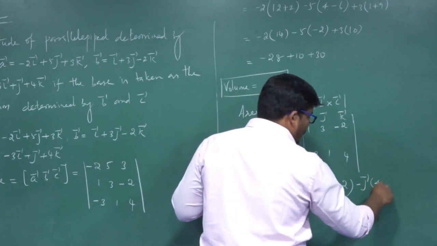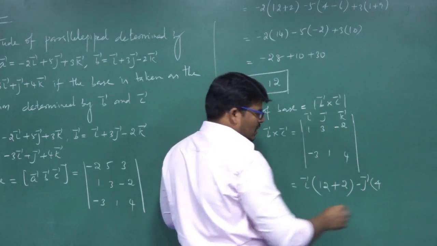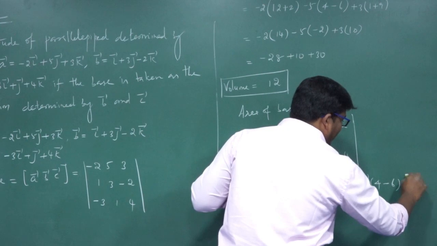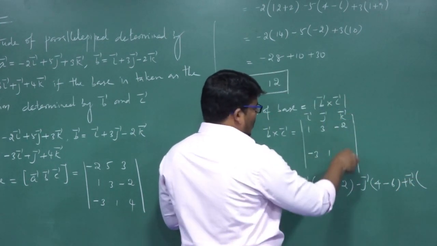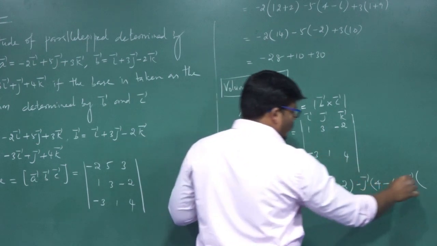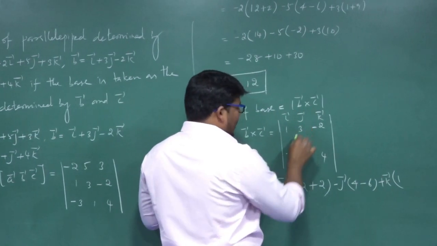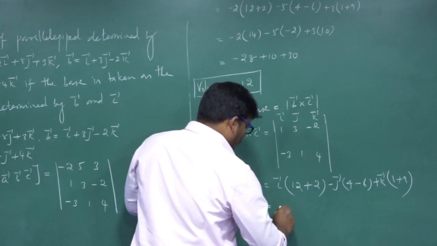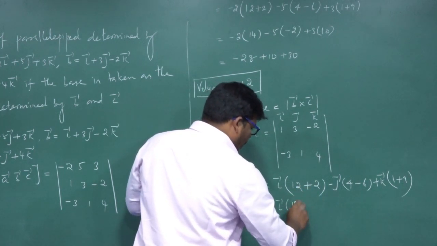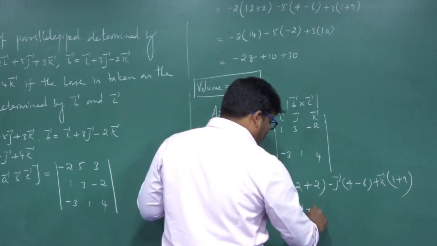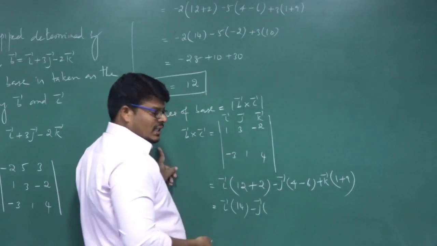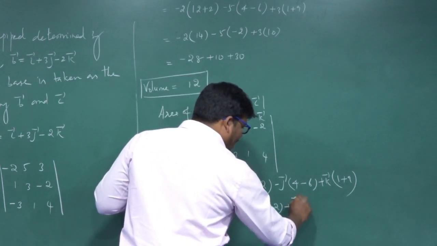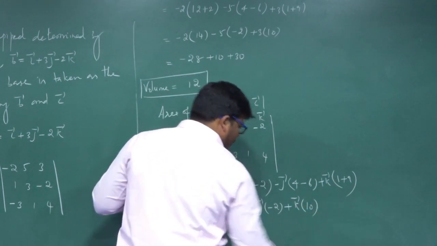1, 4 is 4. Next one, minus and minus plus, formula is minus, 3, 2 is 6. Plus K vector into, column and row are eliminated, getting the minor matrix. 1, 1 is 1. Next one, 3 into minus 3, minus 9, minus or minus, plus 9. That is equal to I vector into 12 plus 2, 14. Next one, minus J vector into 4 minus 6 is minus 2, plus K vector into 9 plus 1 is 10.